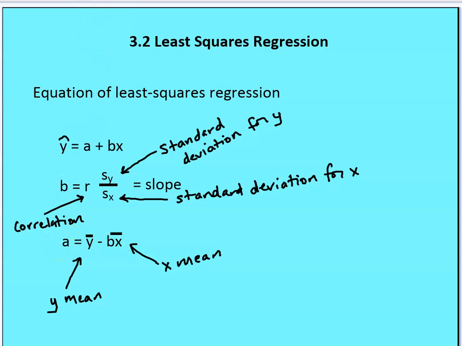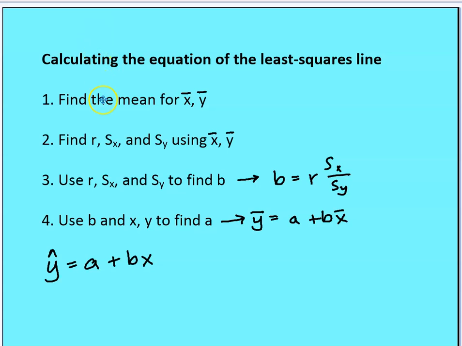All right. So let's go through this step by step. We're going to find the mean for x and y. Then we're going to find our sample standard deviation for x and for y. Then we're going to use our standard deviations to find b. And then we're going to use b and the mean for x and y to find a. All right, so that's how we're going to do it. So let's go through an example so you can see this done. And then you're going to do one.